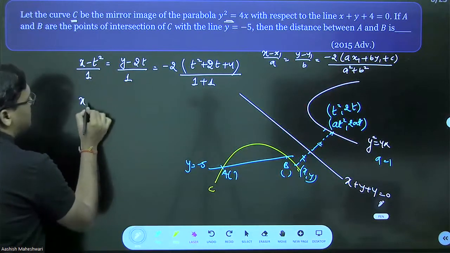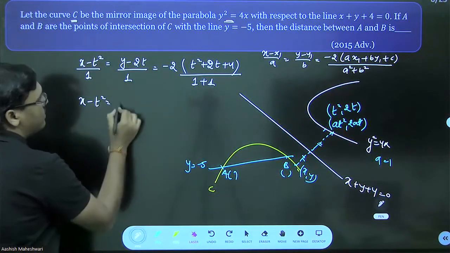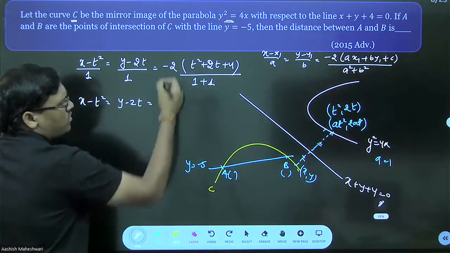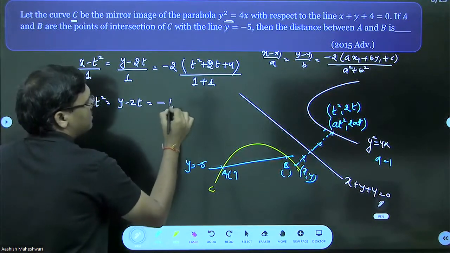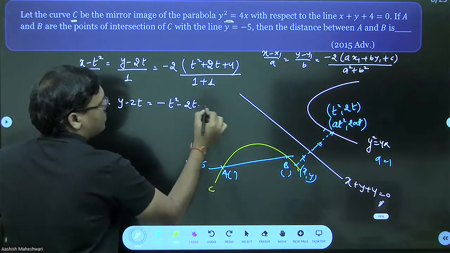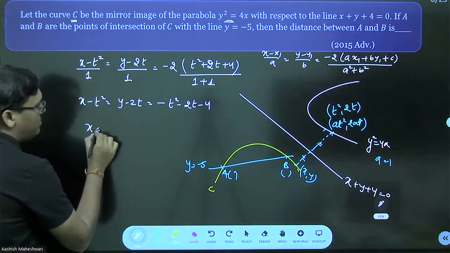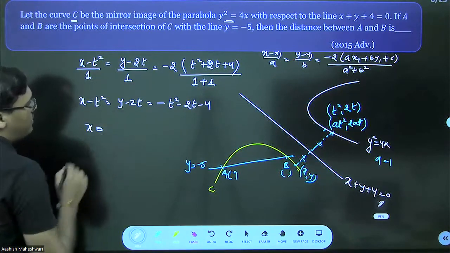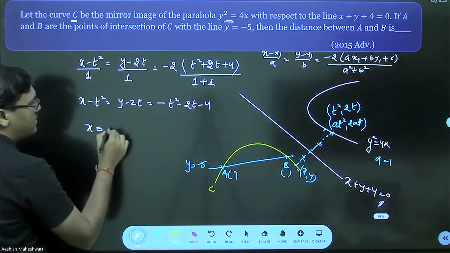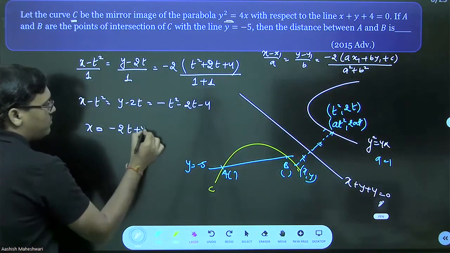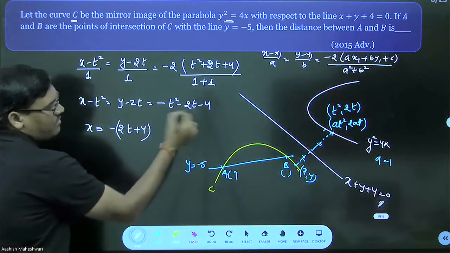So what is this? This is x minus t square is equal to y minus 2t is equal to this, the 2 also cancels. This will be minus t square minus 2t minus 4. So what is x? X is equal to, t square will cancel, this is minus 2t plus 4. You can directly write this, take the negative common.